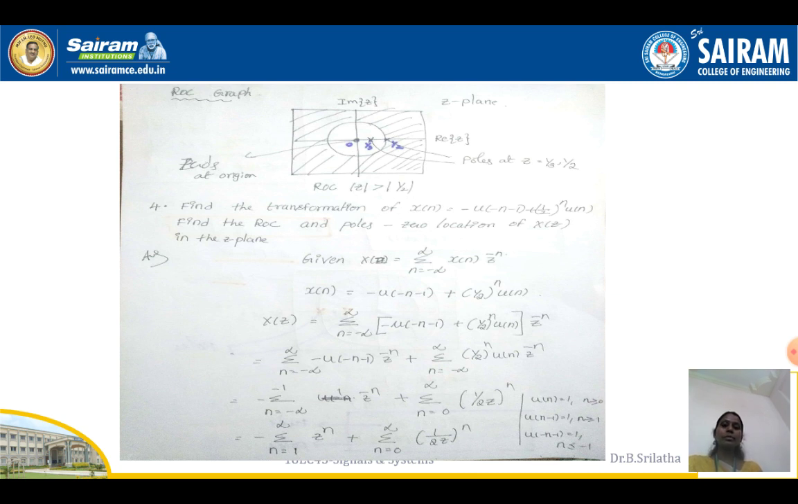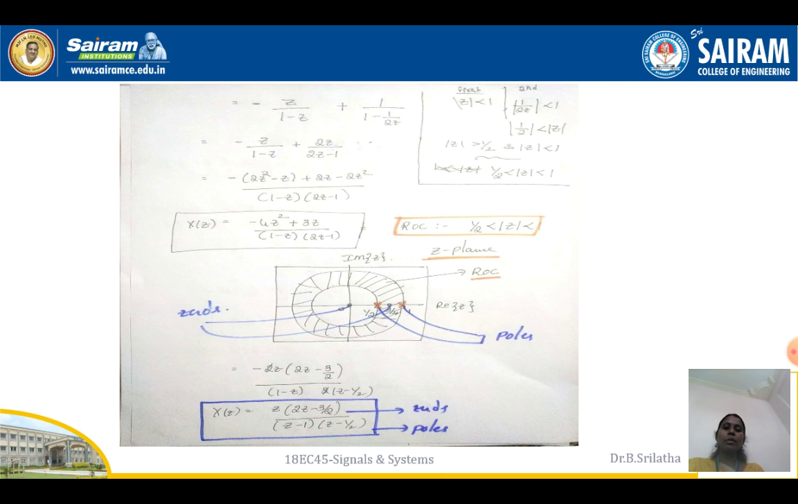Okay, now z by 1 minus z plus 2z by 2z minus 1. If you simplify this one, we can take the LCM and simplify it. I took the LCM, cross multiplied and simplified it. Here we got X of z equal to minus 4z square plus 3z divided by 1 minus z into 2z minus 1. But the most important thing is we have to write the region of convergence.